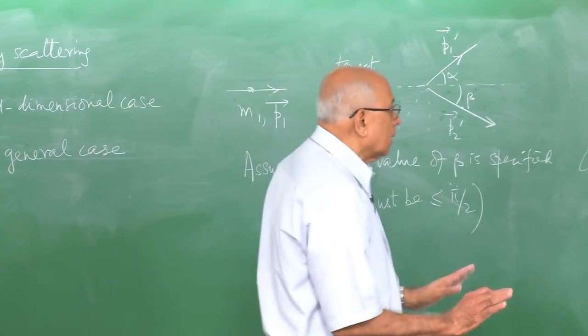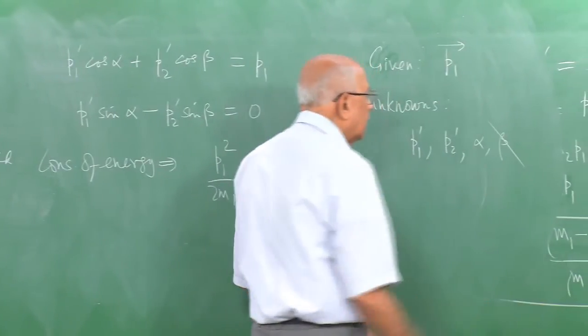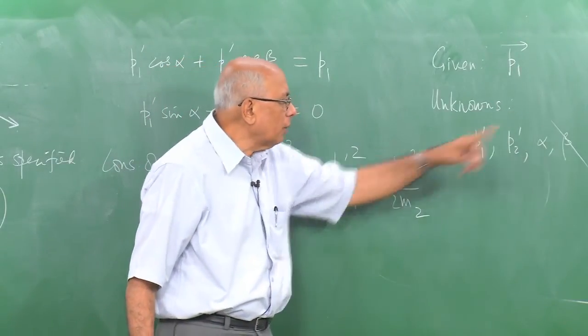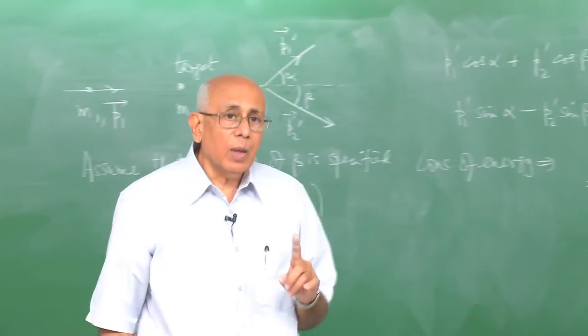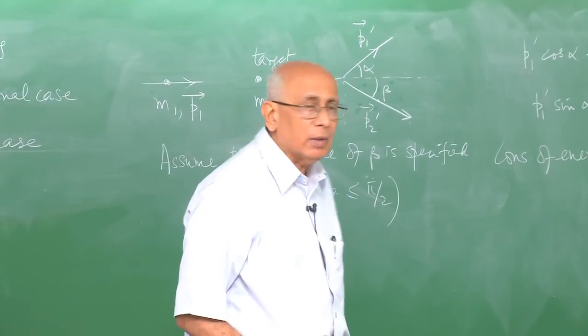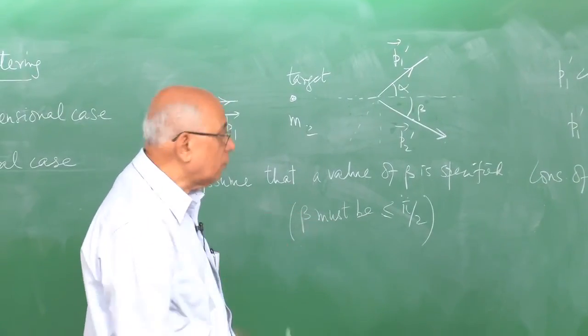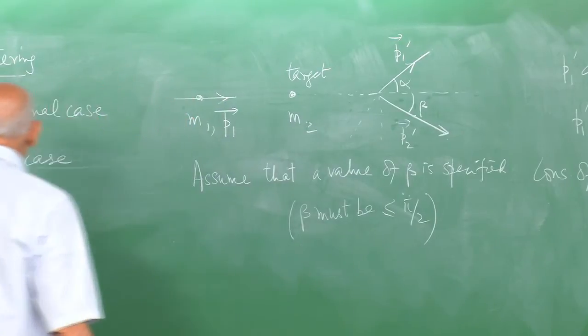So the task is clear. Given beta, so this is no longer in the list of unknowns, we need to find P1 prime, P2 prime and alpha given these 3 equations with beta and P1 treated as given. So this is the general collision problem for which we are going to try to find a solution. But first, a little bit of simplification of the algebra.